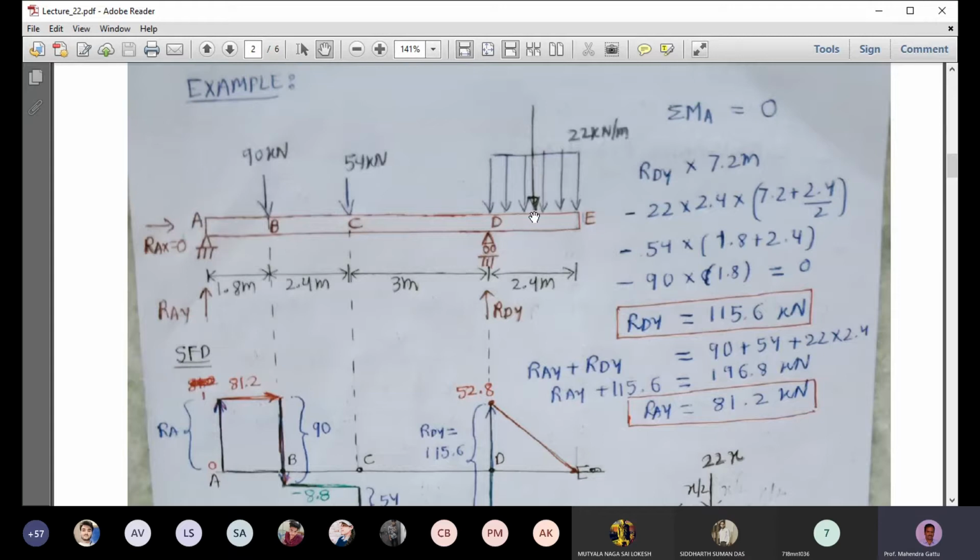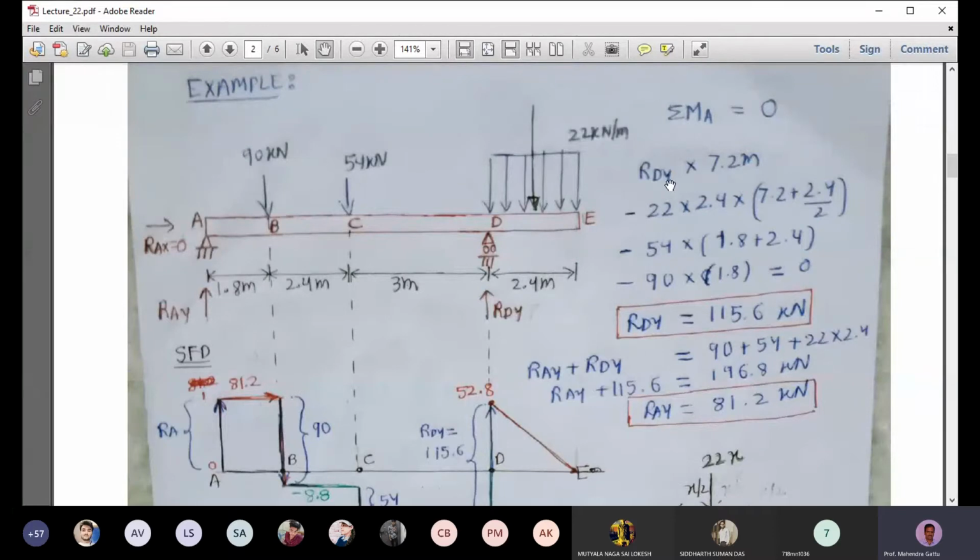Now we can find out which are the anti-clockwise moments and which are the clockwise moments. The 90 kilonewton, the 54 kilonewton, and the resultant of the distributed load will produce a clockwise moment, and RDY will produce an anti-clockwise moment about point A.